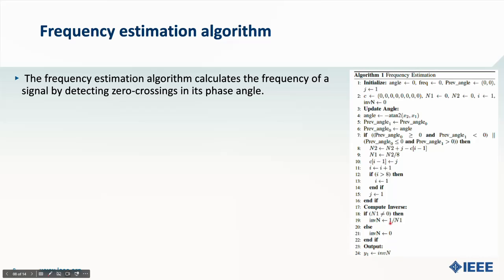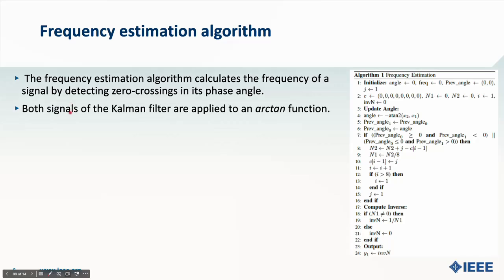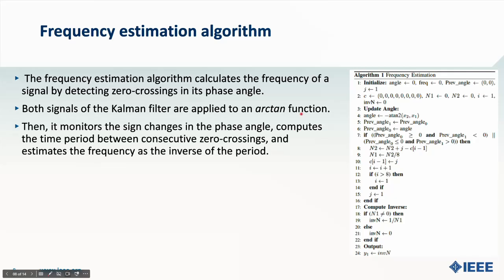You can also take a careful look later in the paper, but summarizing, the frequency estimation algorithm calculates the frequency of a signal by detecting zero crossings in its phase angle. I apply both signals from the Kalman filters to this arctan function, and then it monitors the signal changes in the phase angle, computes the time period between consecutive zero crossings, and estimates the frequency as the inverse of the period.